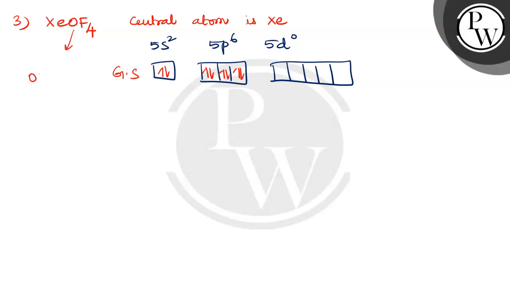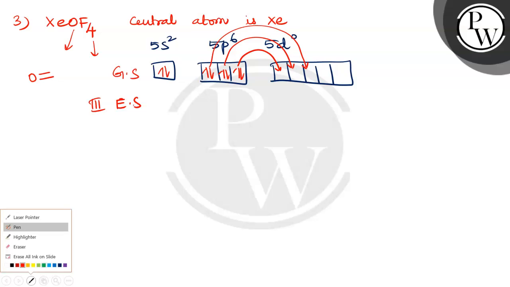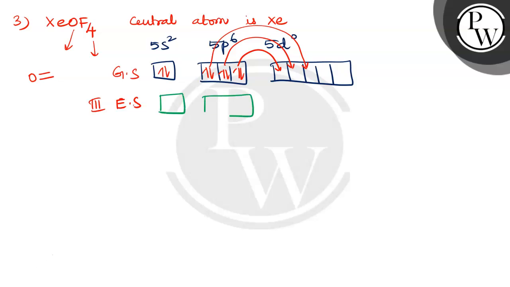Oxygen forms two bonds, so it requires two electrons for bonding. And this one forms 4 sigma bonds. So 4 plus 2, totally 6 electrons are required for bonding. So it undergoes the third excited state. In the third excited state, what will happen? This electron jumps from here to here and from here to here. And so in the third excited state, we are getting 6 unpaired electrons which are required for bonding.